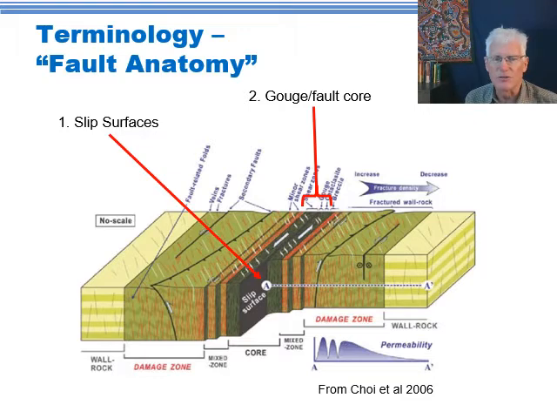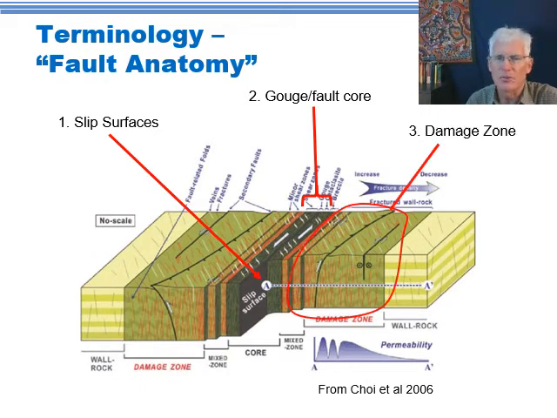Second major feature of active fault zones is a gouge or what's now called a fault core. So this is typically gouge, cataclasite, breccia. In some cases, it's re-cemented by fluid flow. The main feature of it is that it comes from the frictional wear. It's typically fine-grained, probably finer grained than most of the other rock.